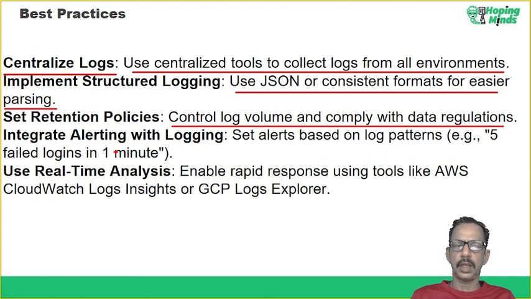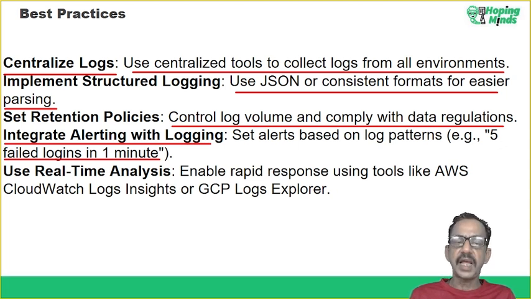Alerting with logging. Integrate alerting with logging. Here we have taken the example of 5 failed logins in 1 minute. Is something going wrong? Somebody trying to log in anonymously or in a wrong way by hit and trial, trying to attack the network or trying to penetrate the network. On the other side, we can integrate the alert with the log, so we can save it.